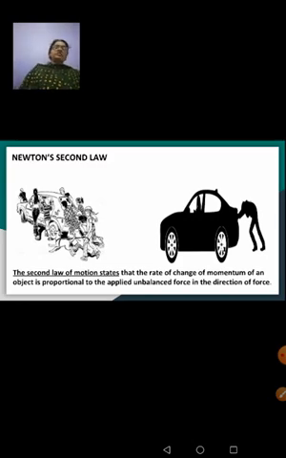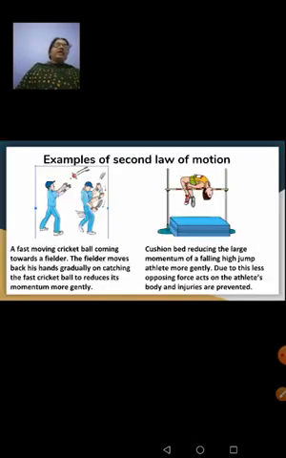What does your second law state? Your second law states that the rate of change of momentum of an object is proportional to the applied unbalanced force. See, examples. You must have witnessed this many times whenever you watch a cricket match. You must have seen the fielder, while trying to catch the ball that is approaching towards him, moving his hands in the backward direction, taking his hands backwards gradually. Because when he takes the catch by moving his hands backwards, what will happen? He is trying to reduce the momentum of the ball so that the ball does not hurt his fingers.